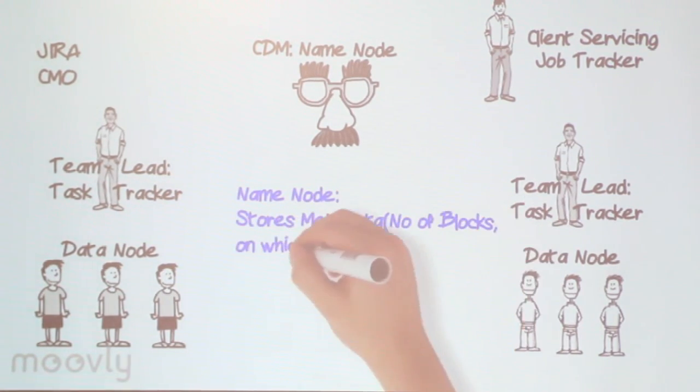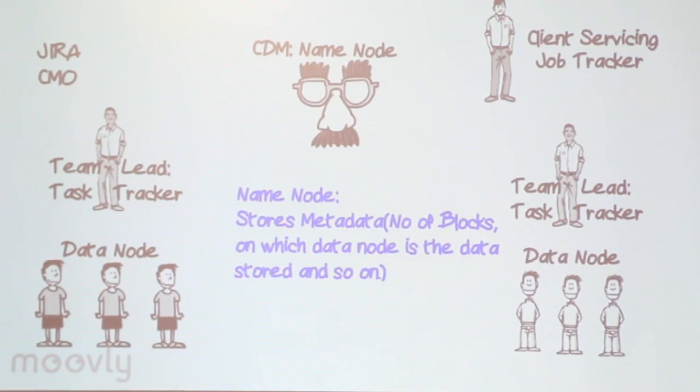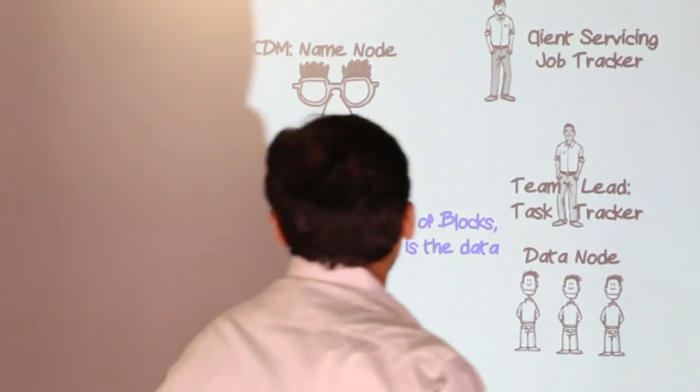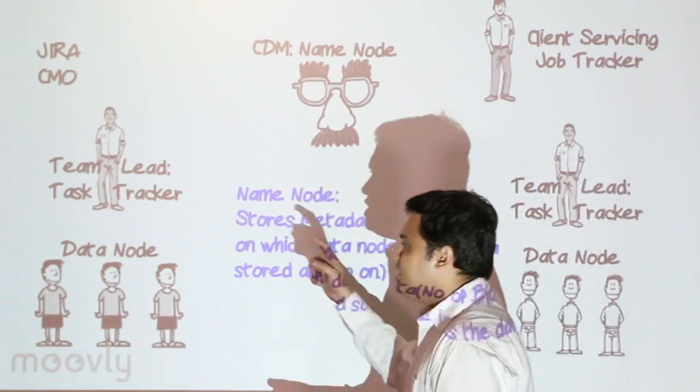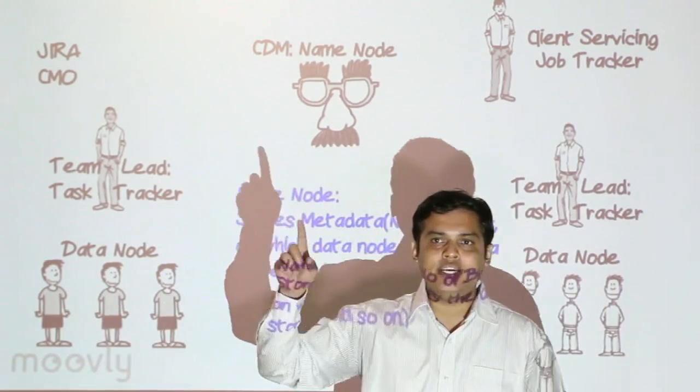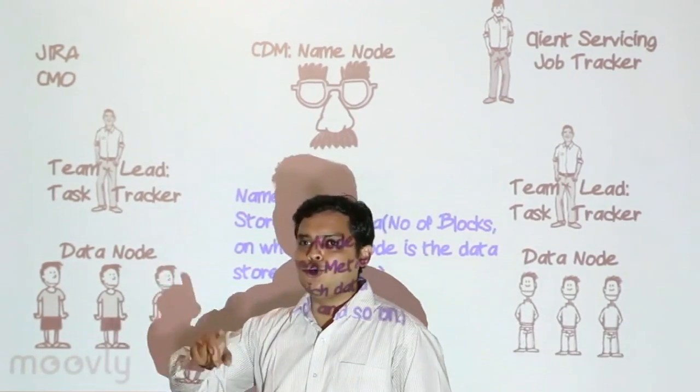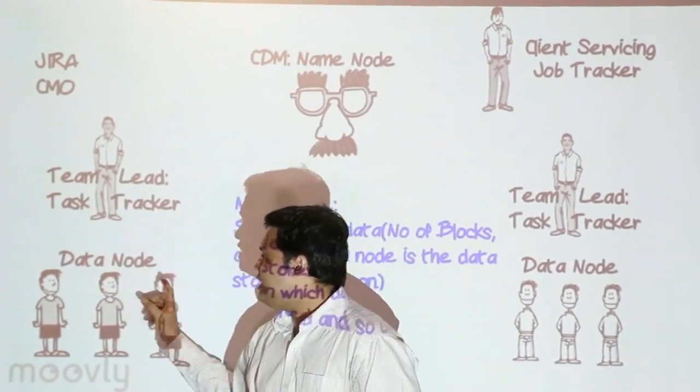Name node. What the name node does is it keeps track of which data node is the data store. So if I know there are 10 campaigns, I know that the first guy is doing campaigns 1, 3 and 7. The second guy is doing 2, 8 and 10. So this guy knows everything.